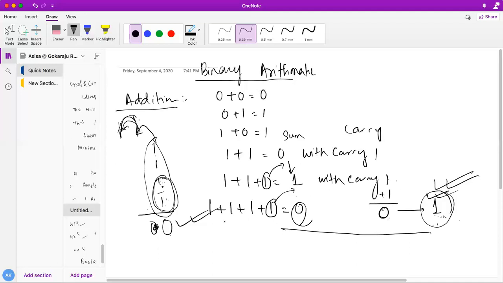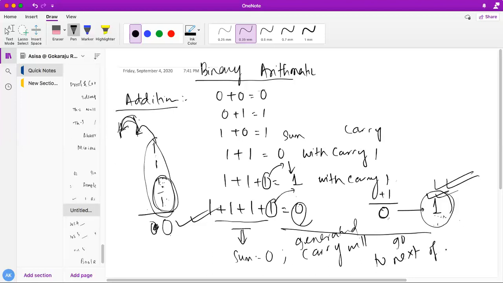So what do you understand from this one? Here sum is 0 and the generated carry will go to the next bit. So this is the takeaway point in the binary arithmetic, nothing else.